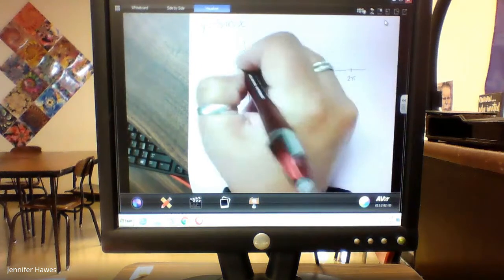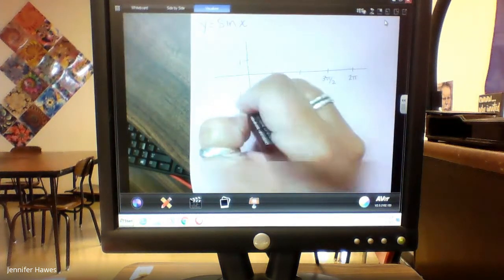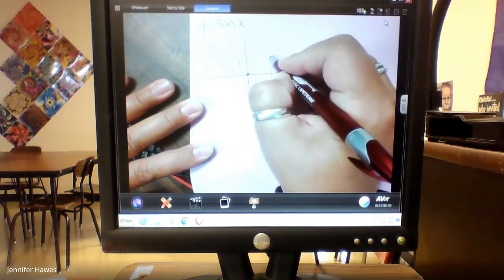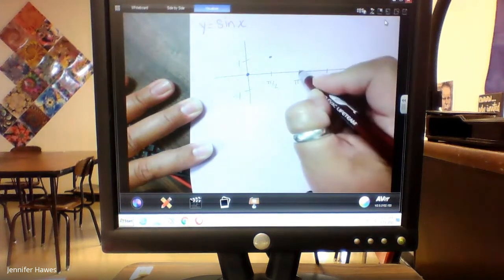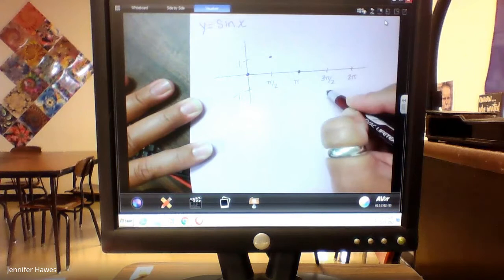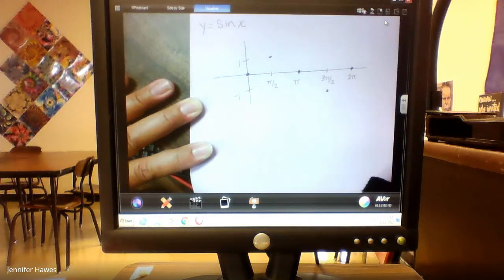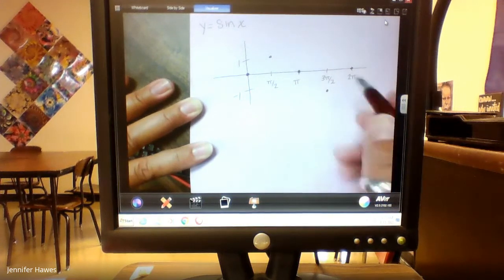So I go up here to 1, I go down here to -1. Sine started at 0. At pi over 2, it hit 1. At pi, it was back to 0. At 3 pi over 2, it hit -1. And then at 2 pi, it hit 0. And then I would just keep repeating. I would hit those 5 points and keep going.